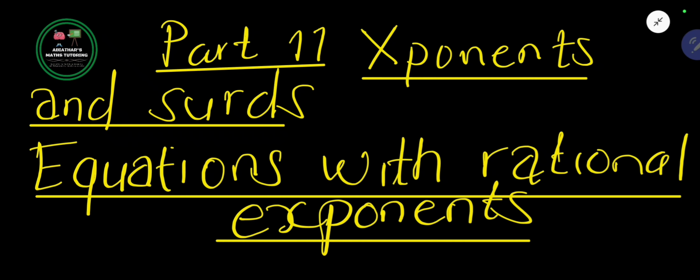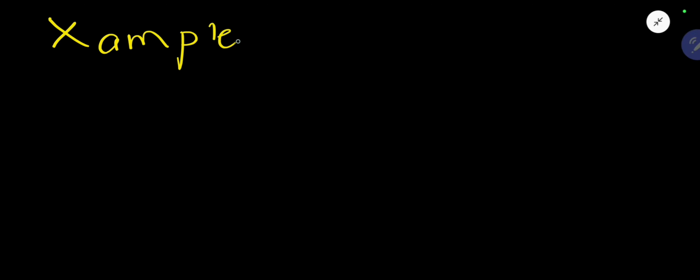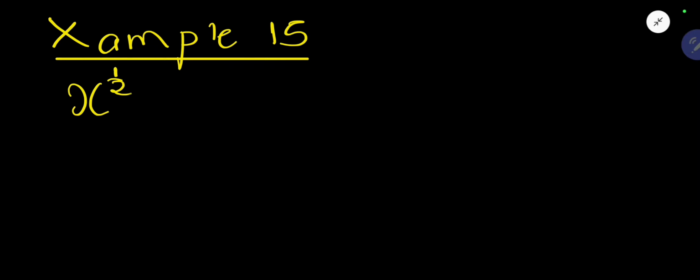Quickly, let us take an example without any waste of time. I'm sorry about that, guys. Let us take example 15. Here we have x exponent 1 over 2 equals 4. There are two ways you can solve this.